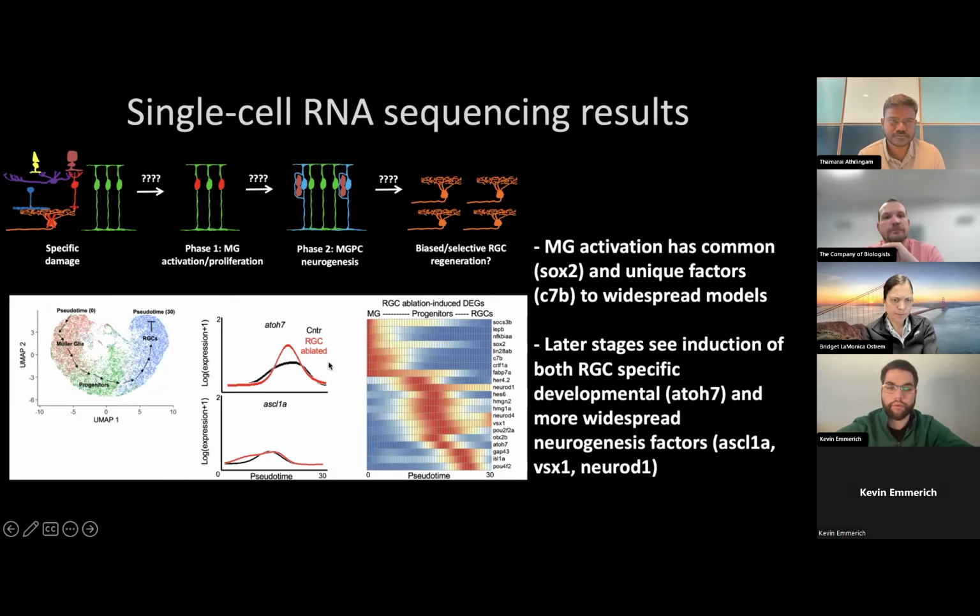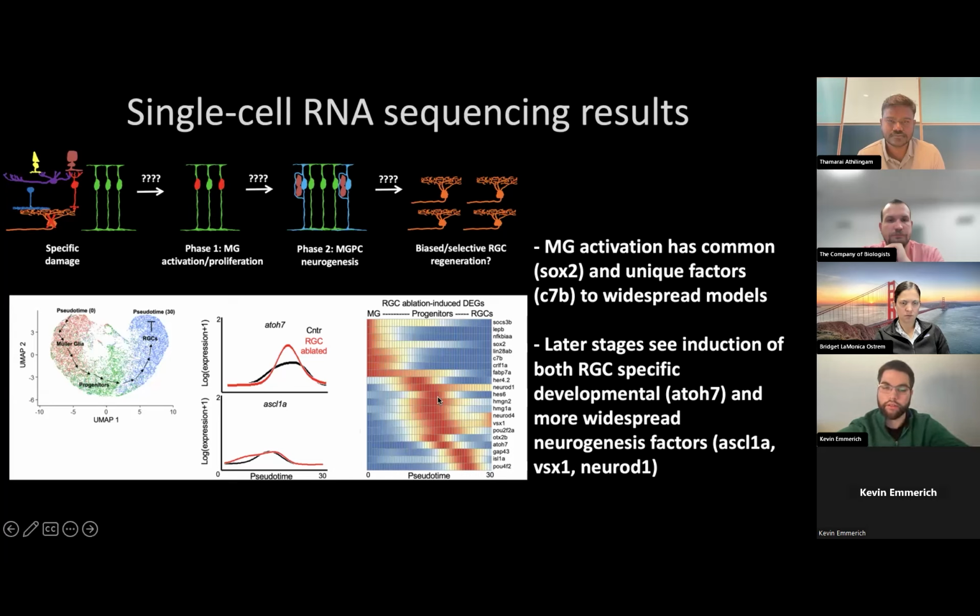You can see if you compare control in black in these middle graphs to ganglion cell ablation, that with the ablation, we get a strong induction of ATOH7, which is probably the single most important gene in ganglion cell development. Whereas a gene like ASCL1A is expressed at a higher extent at the early stages in these Mueller glia, but it's not by some huge margin. And then from left to right on this final graph, I show from the Mueller glia to the ganglion cell side, a series of genes that are strongly induced compared to the control, which includes commonly known activation factors like SOX2 from other studies, but also complement factor 7B, which is unique to this model.